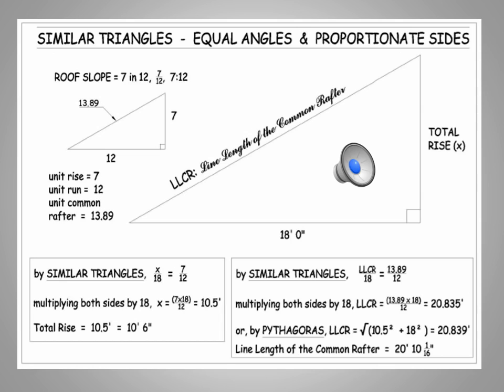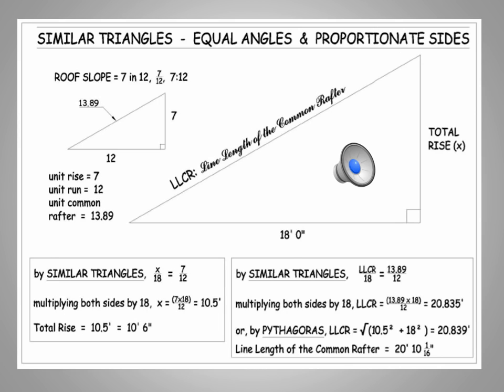On the big triangle now, which represents the entire roof, we know that the run of the building is 18 feet, which would then mean that the span of the building is 36 feet. So by similar triangles, we can say the total rise, which we're going to denote by x, the ratio of the total rise to the total run is going to be equal to the ratio of the unit rise to the unit run. And this is denoted by x over 18 is equal to 7 over 12.